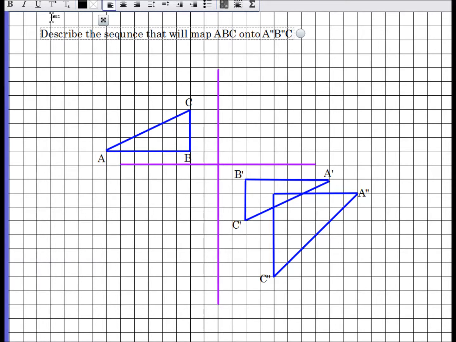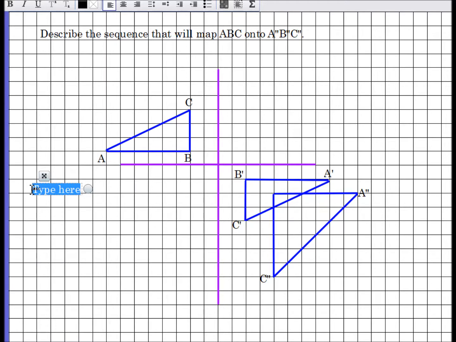Pause it, see if you can figure out the transformations, and come back and check your work. The sequence of transformations that will map the original onto the final figure. This is a little tricky. So what I want you to do is get a sheet of graph paper and actually plot the original onto a sheet of graph paper, because you have to be able to see the transformation.